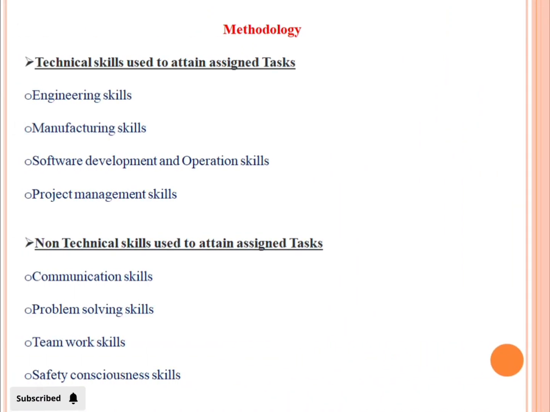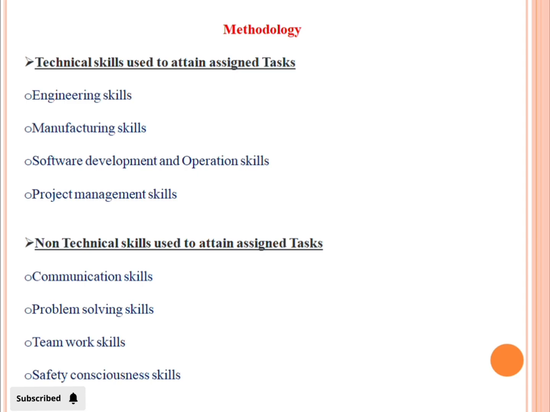So, methodology. The first one is technical skills, which are used to attain assigned tasks: engineering skills, manufacturing skills, software development and operational skills, project management skills. Non-technical skills used to attain assigned tasks: communication skills, problem solving skills, teamwork skills, and safety consciousness skills.